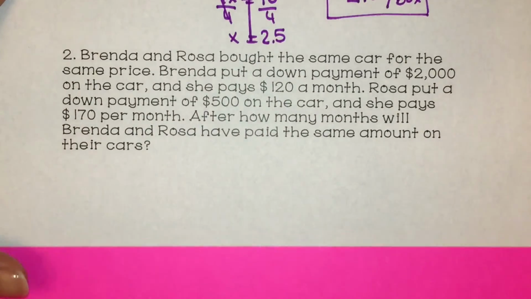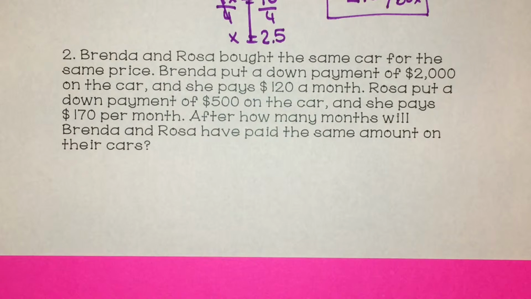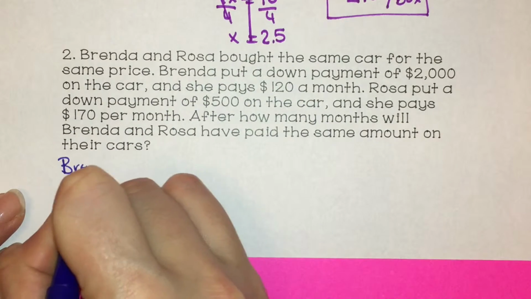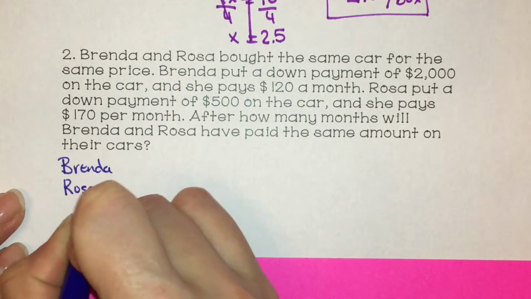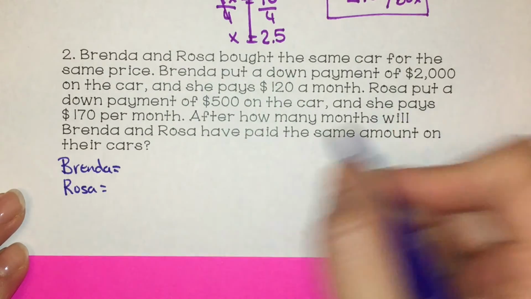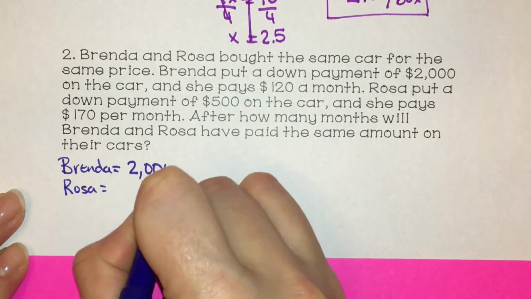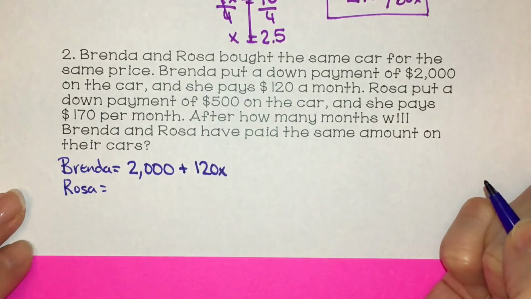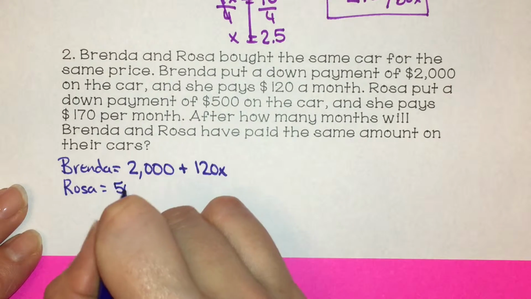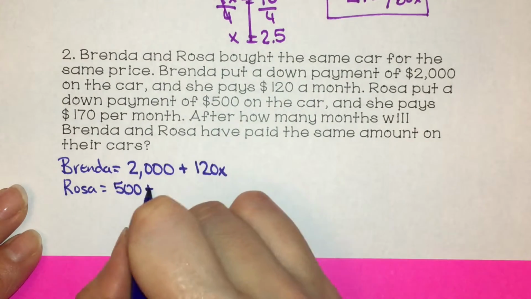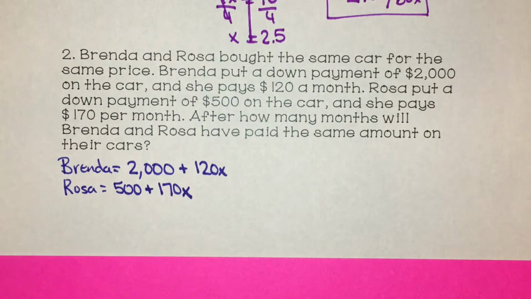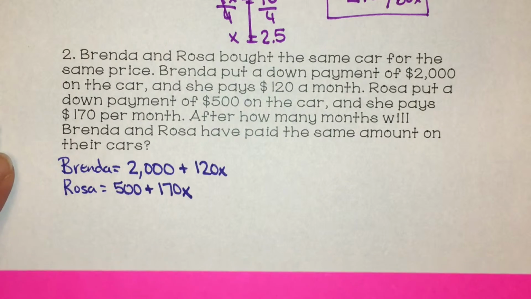All right, so the second one, Brenda and Rosa. They bought the same car for the same price. So we have Brenda, Rosa. Right, Brenda put a down payment of $2,000 on the car. So she put down $2,000 and she pays $120 per month. Rosa put a down payment of $500 on the car, plus she pays $170 per month. So remember, times x, because it's times the number of months that she pays. After how many months will Brenda and Rosa have paid the same amount on their cars?